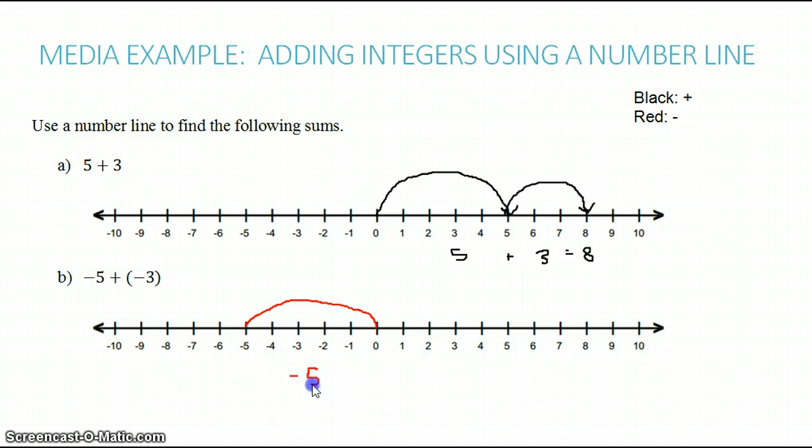So we've moved negative 5, and now we're going to add on another negative 3, which would be 1, 2, 3, 3 in the negative direction. And the total gets us to our sum, which is negative 8. So we have negative 5 plus negative 3 equals negative 8. Let's look at the next examples.